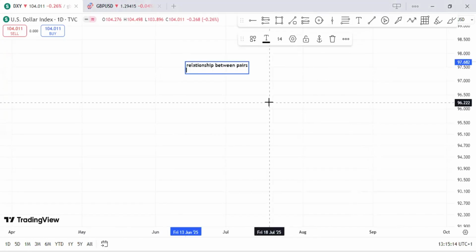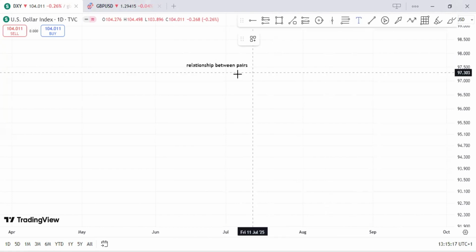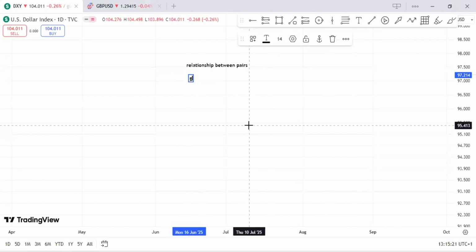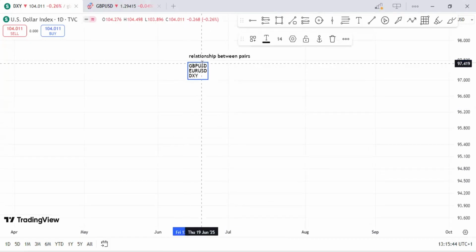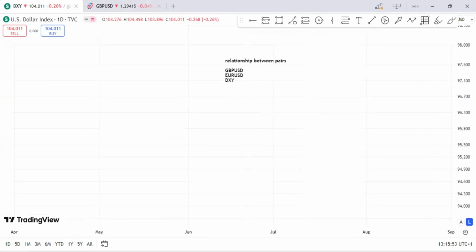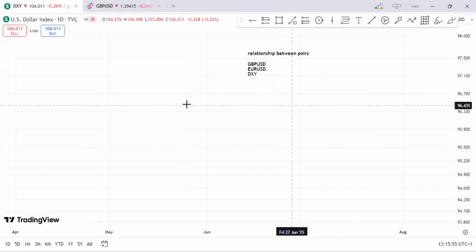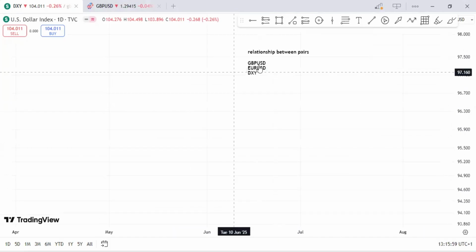We're going to start with the pair that almost everybody is conversant with, which is the GBPUSD, EURUSD, and then so many people don't know about the dollar index, that's the actual dollar. So now we want to define the relationship between these three pairs. Dollar in itself is not really tradable, but GBPUSD and EURUSD are pairs that are actually tradable. So I want to tell you guys the relationship between them.